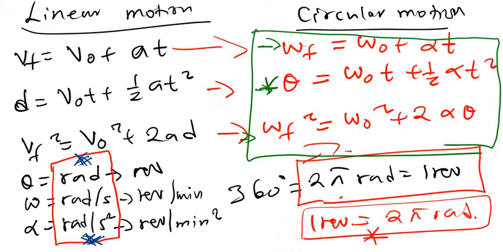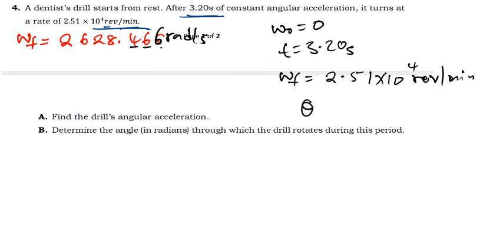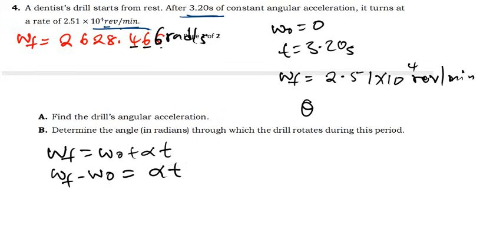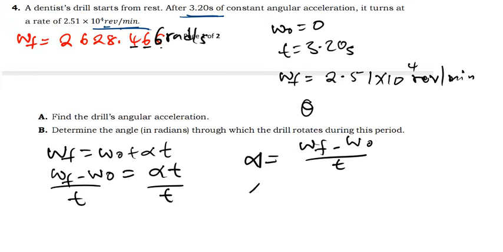So this requires us to have theta, this requires us to have theta, then it's the first one. So I'll use the first one: final equals initial plus alpha t. Shift this to the other side, final minus initial is equal to alpha times t, divided by t. Therefore alpha is equal to final minus initial divided by t. Let's plug in the values.